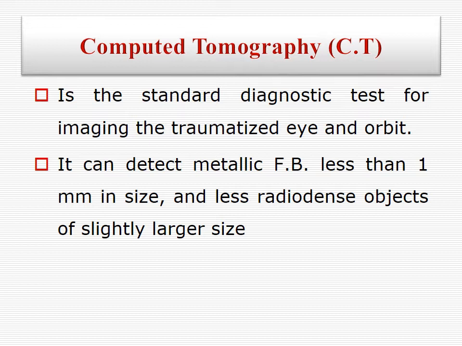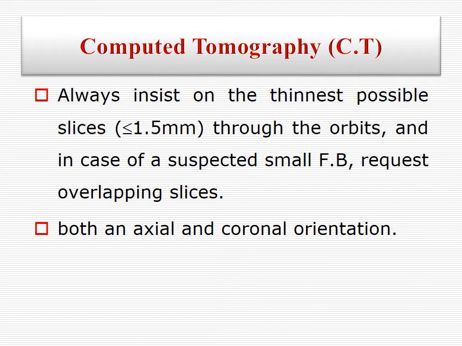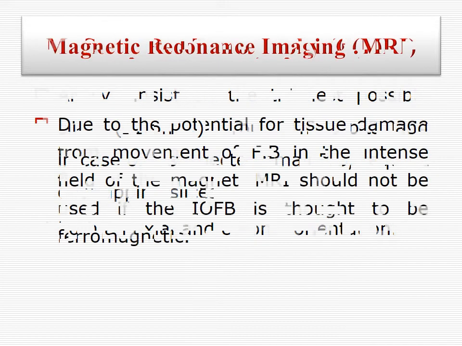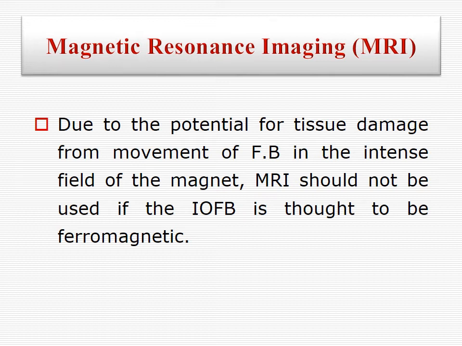It can detect metallic foreign body less than 1 millimeter in size and less radiolucent objects of a slightly larger size. Always insist on the thinnest possible slice, less than 1.5 millimeter, through the orbit, and in case of a suspected metallic foreign body, request overlapping slices. Both an axial and coronal orientation is needed. The MRI, due to its potential for tissue damage from the movement of the foreign body in the intense field of the magnet, should not be used if the intraocular foreign body is thought to be ferromagnetic.